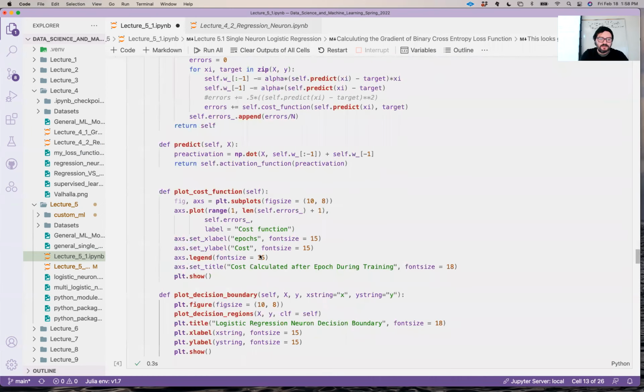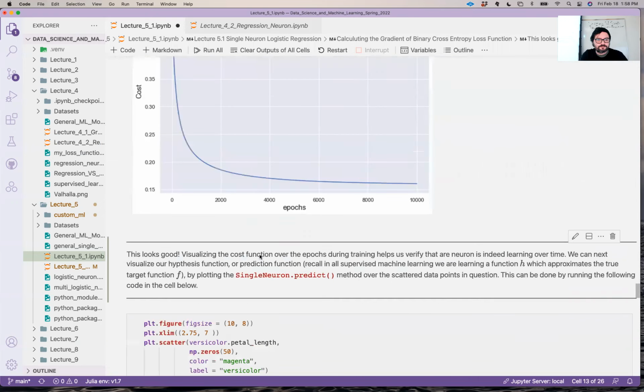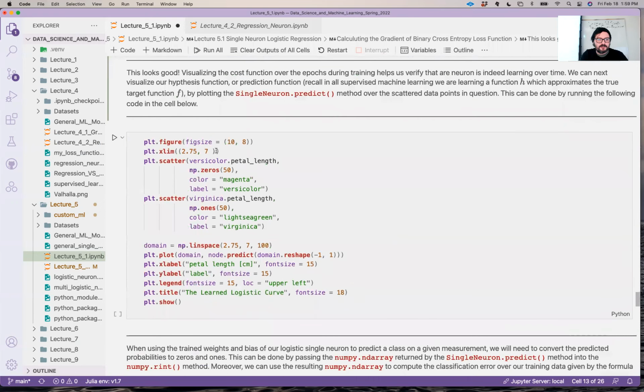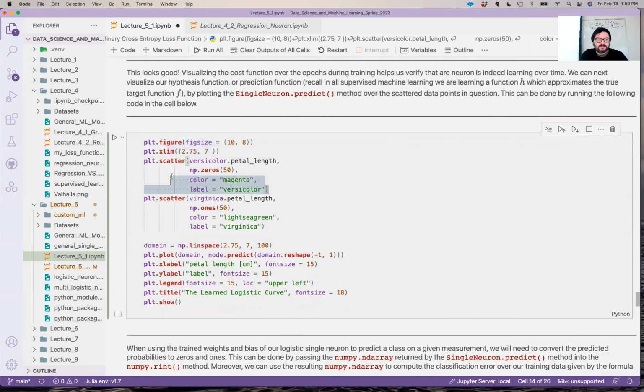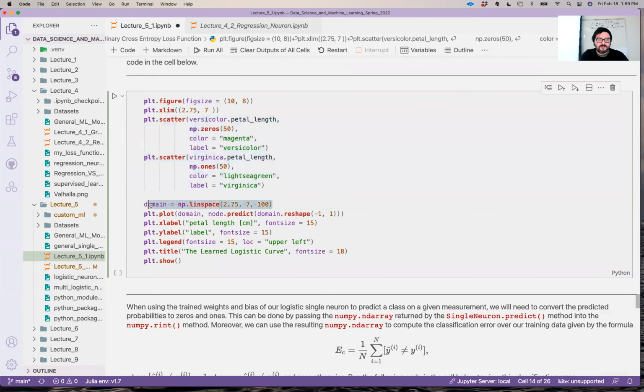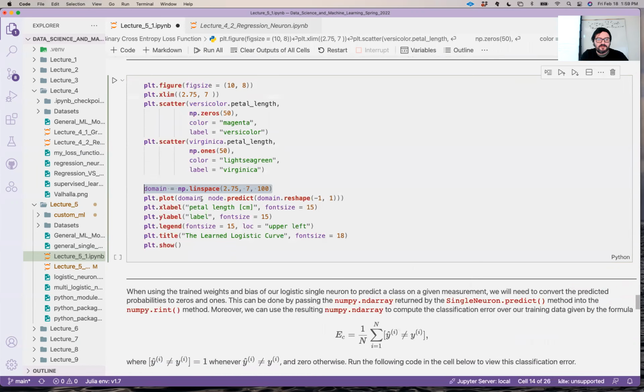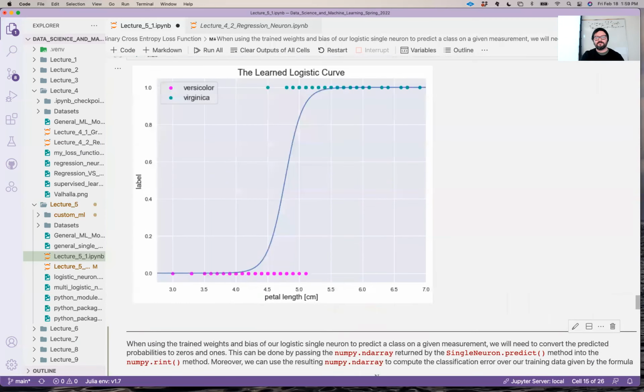All right, make a figure, set X limits. All of this is the same as above. And then down here, I make a domain with linspace. And then I call my predict method on that domain. But again, I have to reshape it because it's a single column, right? I have to make it look like a column vector to plot it. If I run that, there we go.